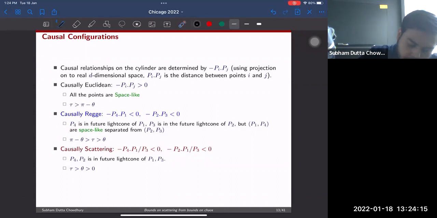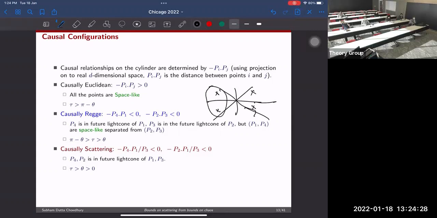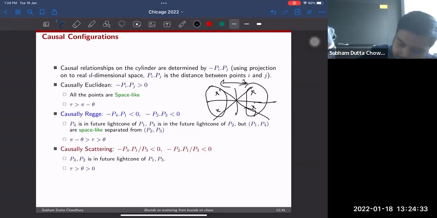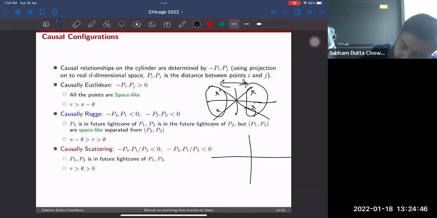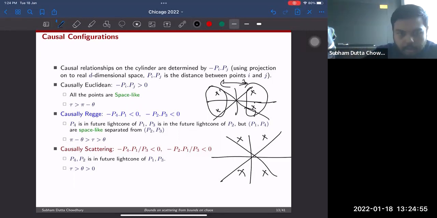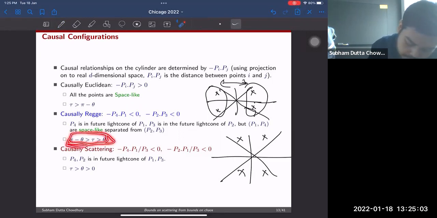Let me just try to see. Suppose that you have this, the Regge configuration would be operators like this, where they are time-like related, but as a whole they are space-like related. And then you have the configuration for the causally scattering region, given by when two operators are like this, so two of them are in the future light cone of the other two. For the causally Regge regime, tau must be greater than theta but less than pi minus theta, while for causally scattering, theta must be less than tau. One can easily check that using the relevant formula.